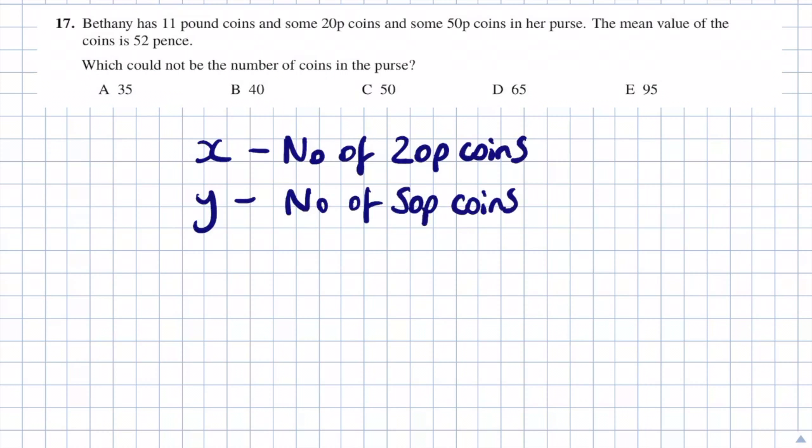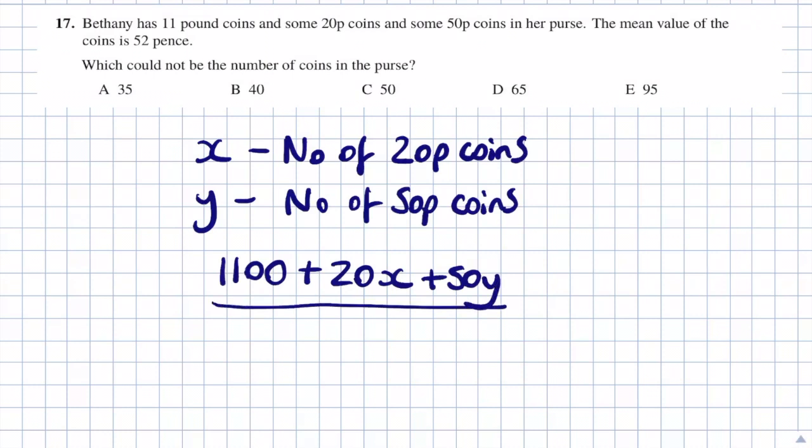Rather than £11, we can have 1,100p plus 20 multiplied by some X plus 50 multiplied by some Y. And then of course when you do the mean, you do it all divided by the total number of coins. So there's going to be 11 £1 coins, there's going to be X 20p coins, and there's going to be Y 50p coins. So we divide by 11 plus X plus Y. And that is all going to equal 52. So now we've got an equation.